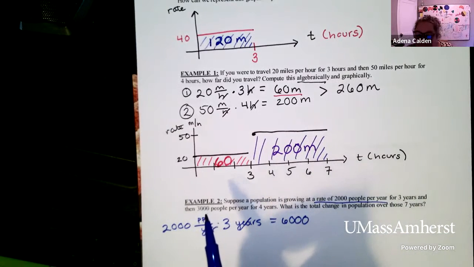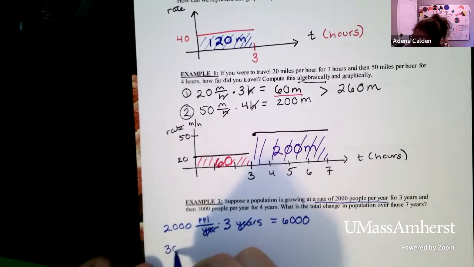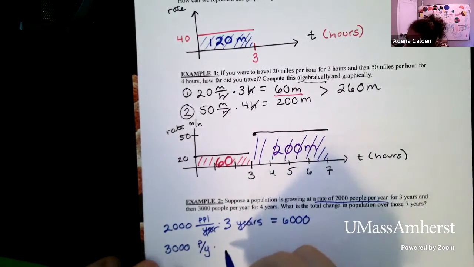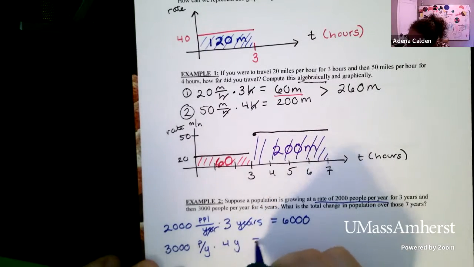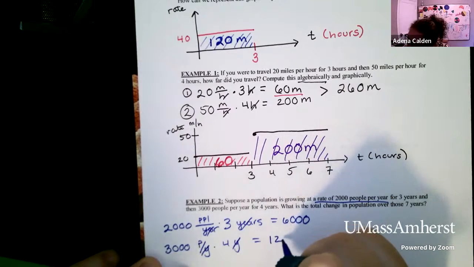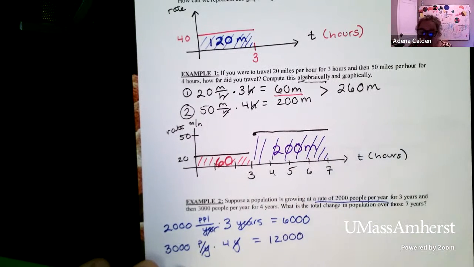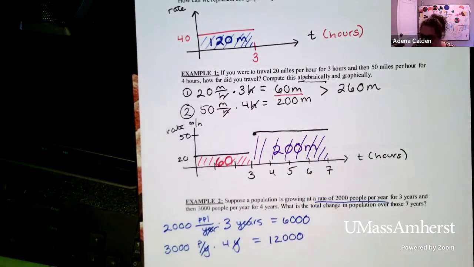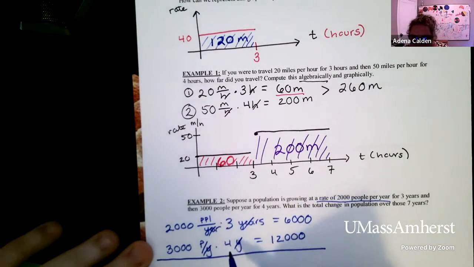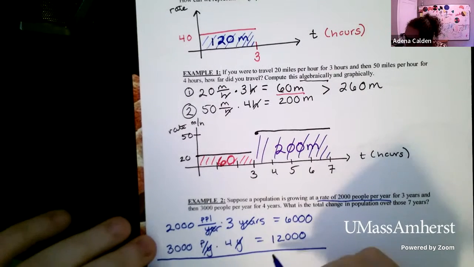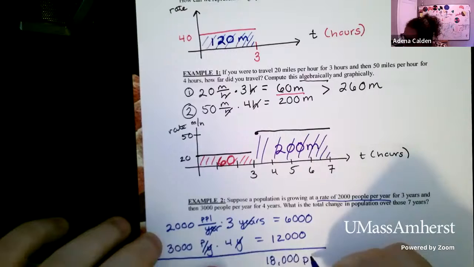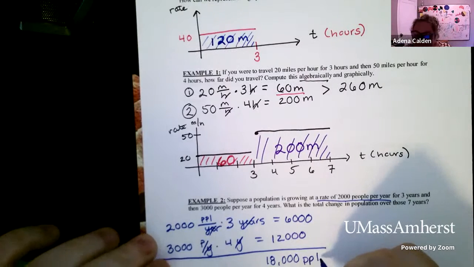Secondarily, we grow by 3,000 people per year, and we do that for 4 years. Again, the years are going to cancel, and that means during that period, we grew by 12,000 people, okay? So that means the total change in population over these 7 years, we're going to add these two together, we get 18,000 people, okay?